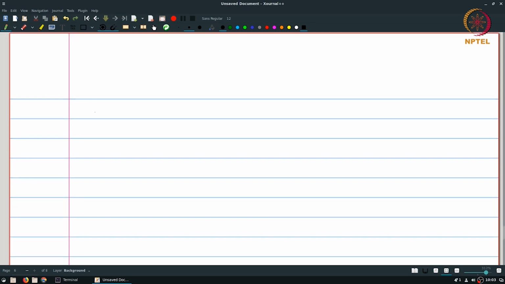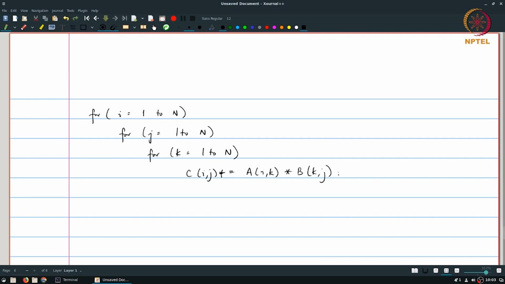So let's go back and look at the source code that we have, which is basically the for loops. For i is equal to, I'll just rewrite this in a slightly simpler manner, 1 to n. For j is equal to 1 to n. For k is equal to 1 to n. Right? C of ij plus equals A of ik into B of kj.